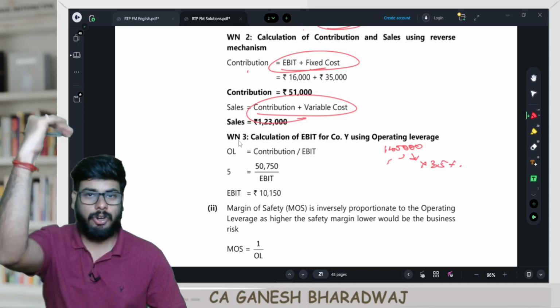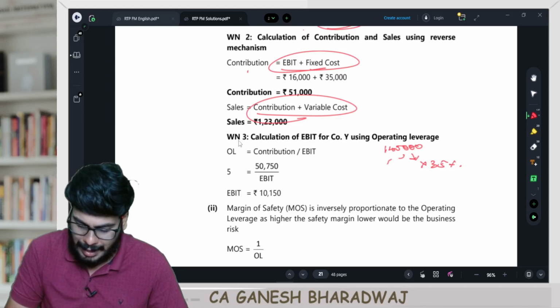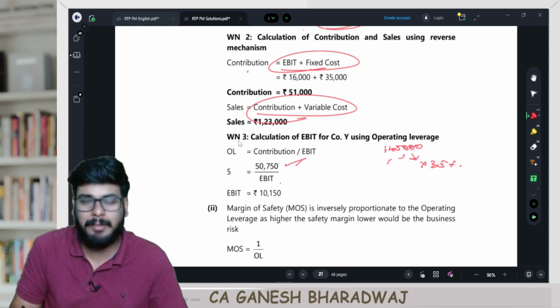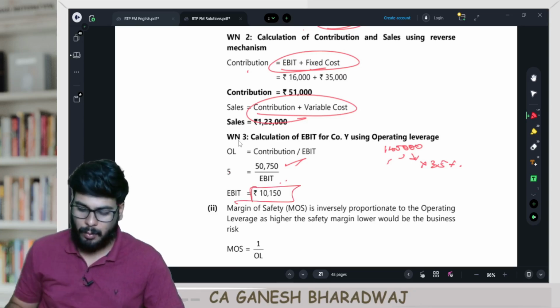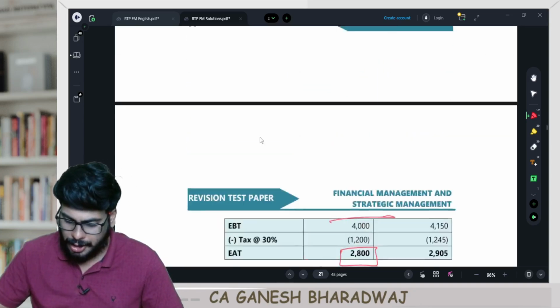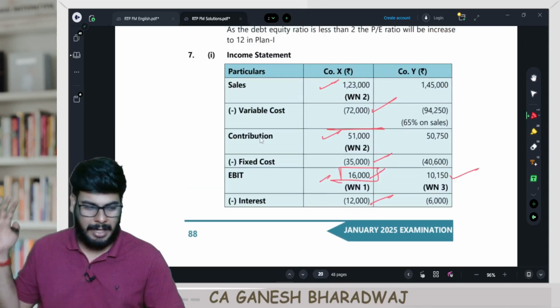Operating leverage is your contribution upon EBIT, right? So you can arrive at the EBIT figure. 5 is equal to 50,750 upon EBIT. So EBIT, cross multiply, 50,750 divided by 5. You get 10,150 rupees. Are you clear with this? So you can just go up, and the remaining you can just do it. So 10,150 is your EBIT, which we found now.